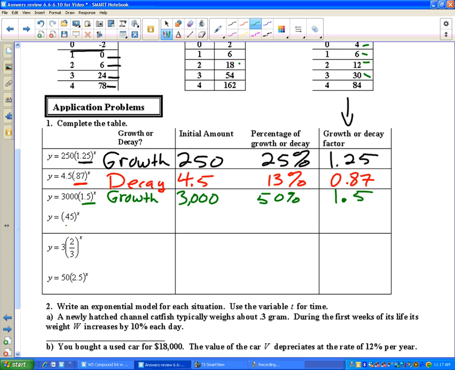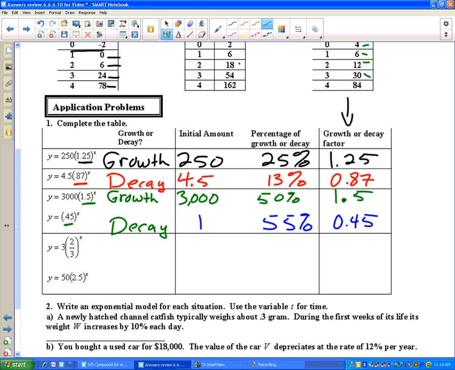Okay, so in the parenthesis, I have 0.45, so this is decay. The number in front of the parentheses, there's nothing there, so we assume it's a 1. What's in the parenthesis is 0.45. This is less than 1. That's how we got it to be decay. So the difference from 1 is 0.55, or 55%.